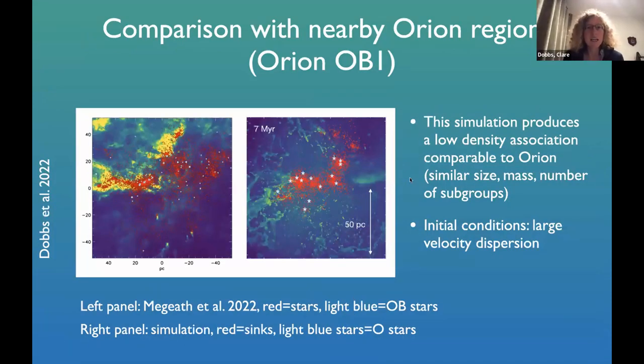And we compared our simulation here with a very famous Orion region. On the left is an observational plot of Orion. This is like the whole Orion region, so it's about 100 parsecs across this figure. And this is from our simulation. We see a similar size cluster of stars, and similar number, similar mass. We see a similar number of groups. So we see about 4 groups here and about 4 or 5 groups in the real Orion.